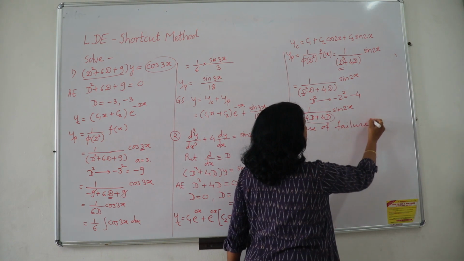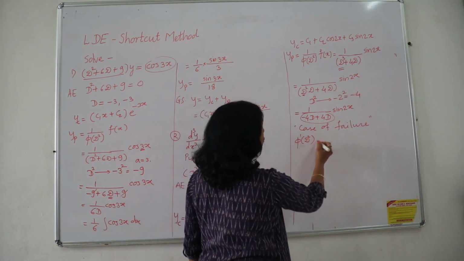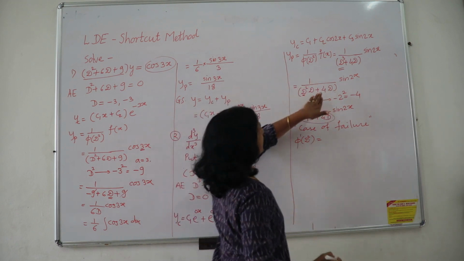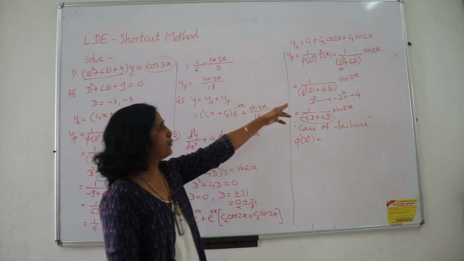All of you know it. So as this is a case of failure, I have to calculate phi dash, the derivative is to be calculated. So let me calculate. The derivative should be calculated in original form only. Don't calculate it in split up form. You may get confused once again.